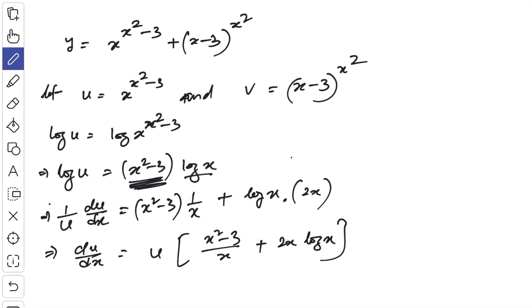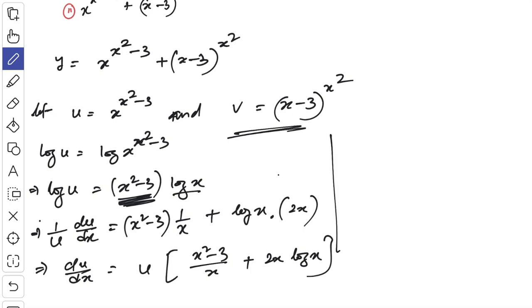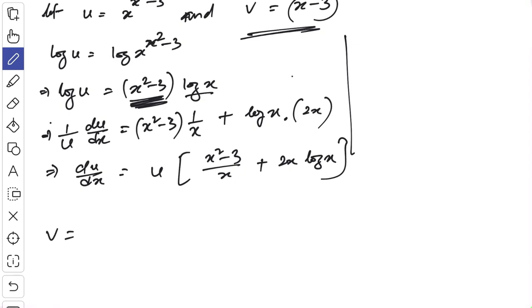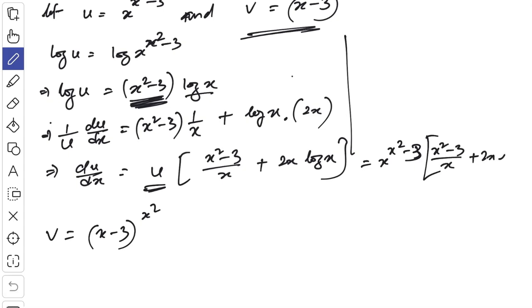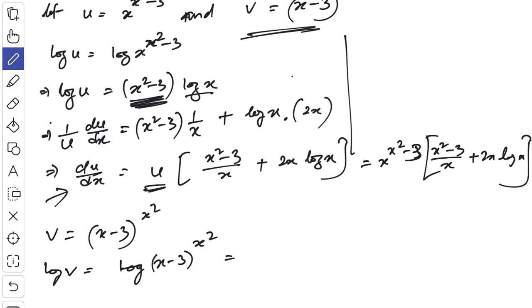So if you find dv by dx from this, what will you get? Take log on both sides. v is equal to what we have got, (x minus 3) whole to the power x square. One more thing, you can put the value of u here. So that is x to the power x square minus 3 into (x square minus 3 by x plus twice x log x). That is what we have got for du by dx. Now let's find dv by dx. Again take log: log v will be equal to log of (x minus 3) to the power x square, that is equal to x square log of (x minus 3).